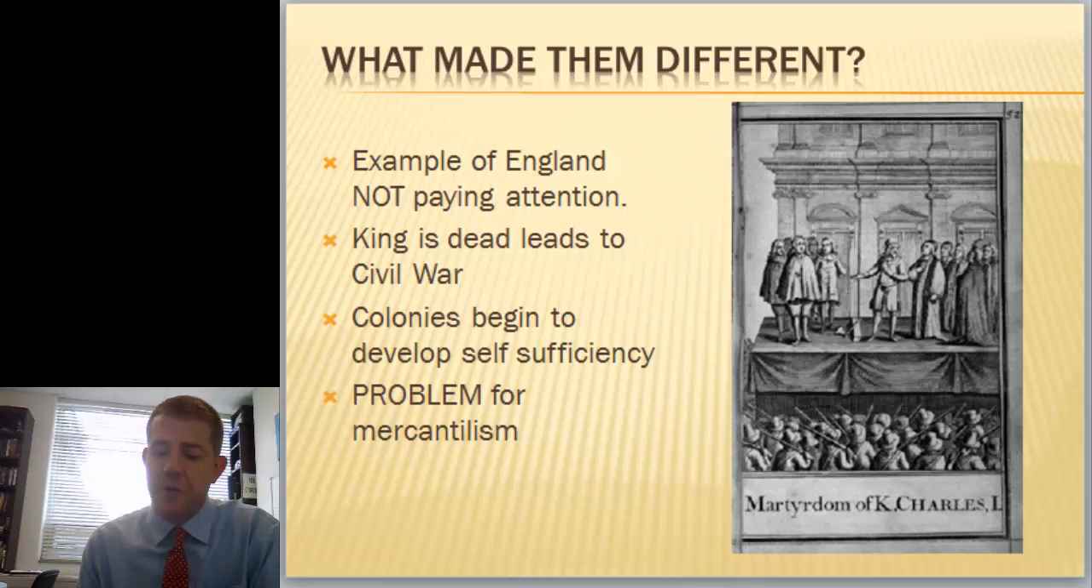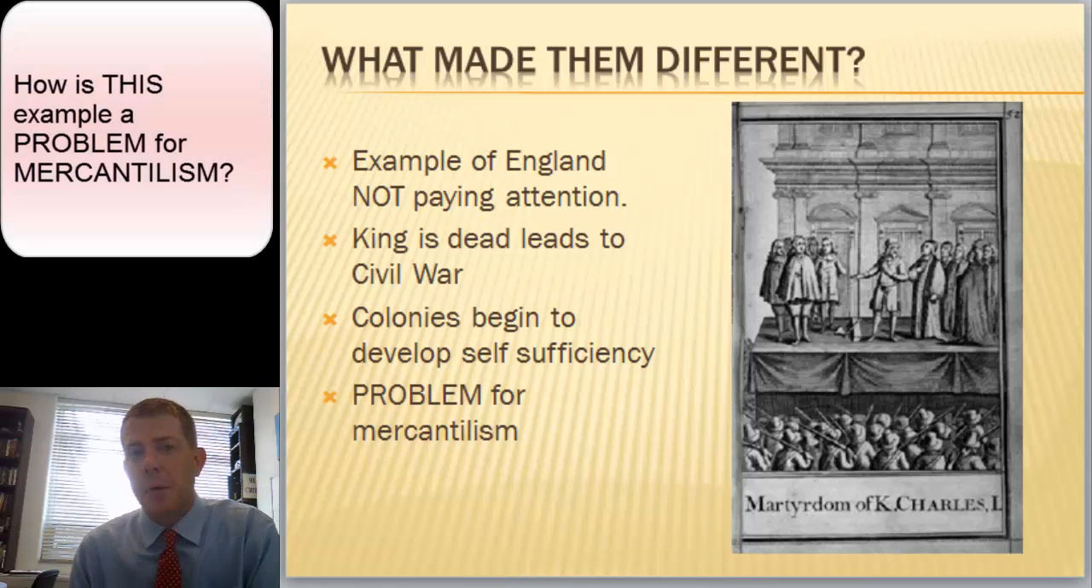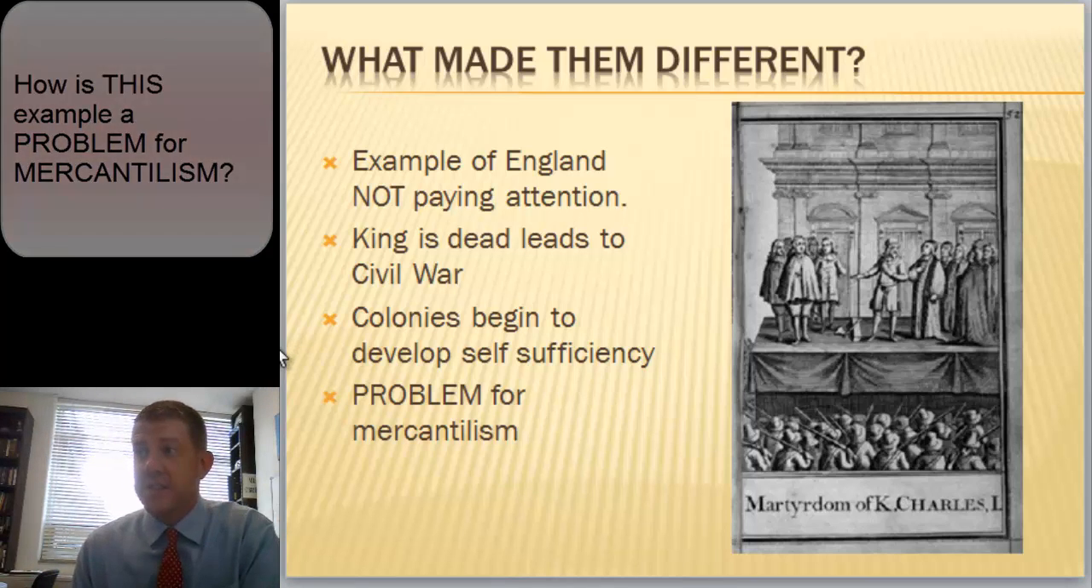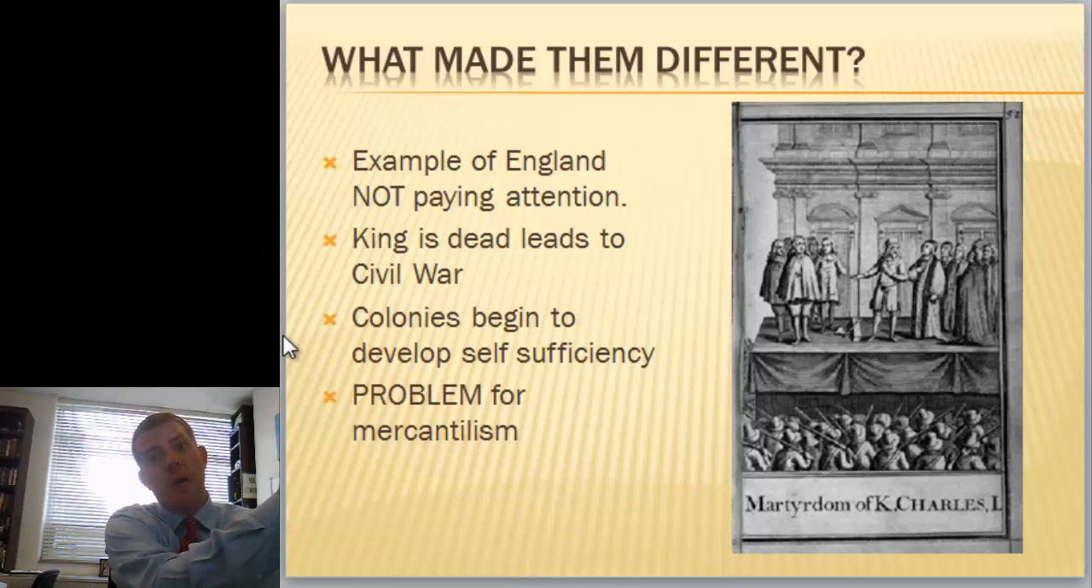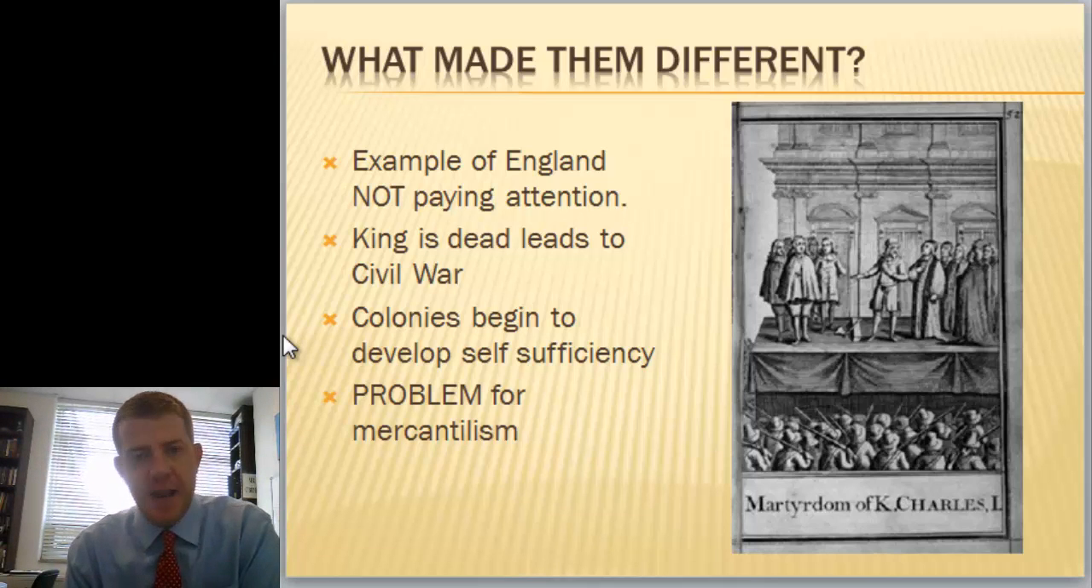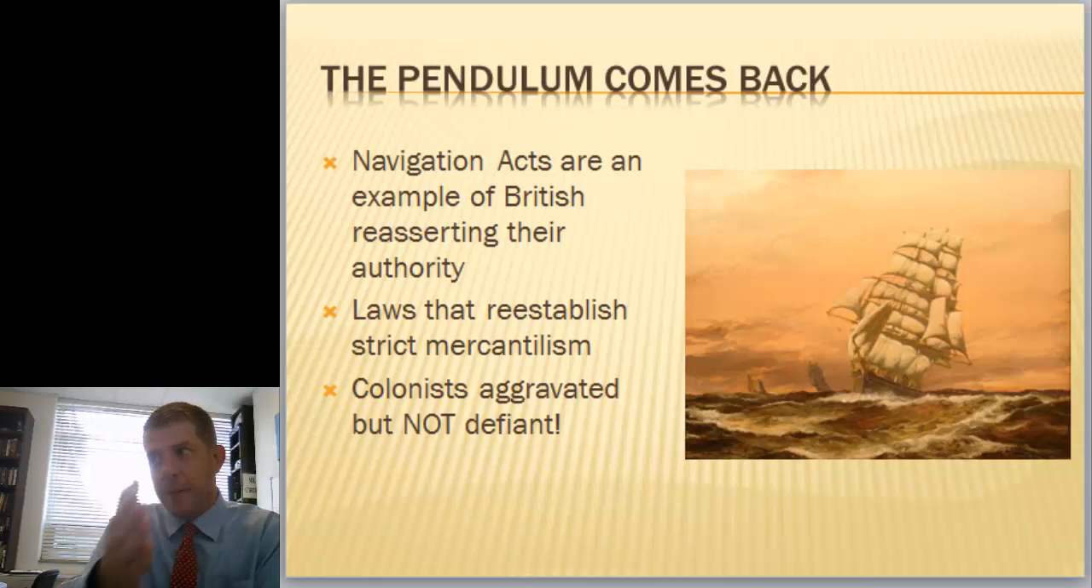But what I want you to think about, and maybe either take a note on how you understand it or write a question in that bottom middle column, is how is this a problem for mercantilism? How does it reveal to us some of what you read about, where the colonists begin to see themselves as something different than what the English see them as needing to be? And so this is an example of the pendulum swinging this way, where the British just aren't paying attention to the colonists. The next slide is the pendulum coming back.